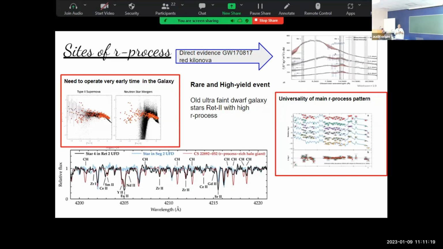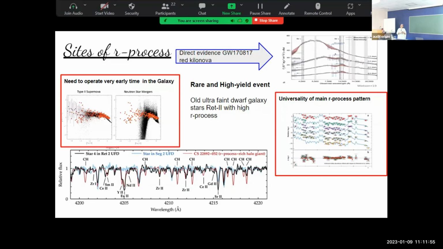One episode of the event should make enough r-process elements. At the same time, there is also something called universality of the r-process. This plot indicates, the solid line is the solar r-process. We know the Sun has received contributions from various generations of supernovae. And so the r-process pattern from the Sun and an r-process-rich star, which is like 100 times greater than the Sun, has enhanced r-process.